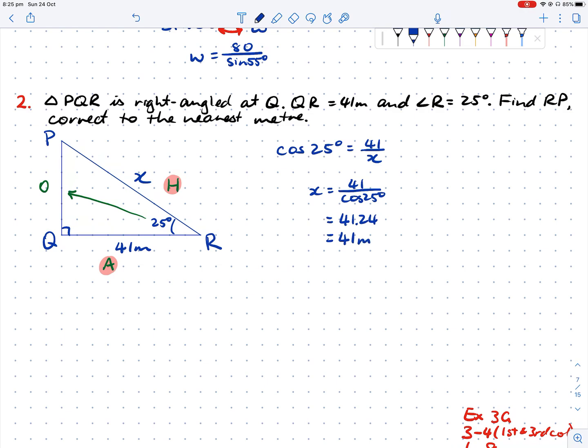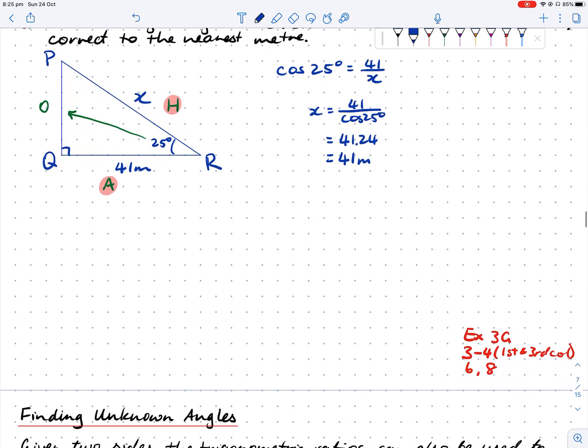With these questions, you just need to be very careful when you're writing out your equation. Make sure that you have your sides in the correct order in your fraction. Once you've got them in the right order, then you need to make sure that you're solving them in the correct way. And there's your questions.